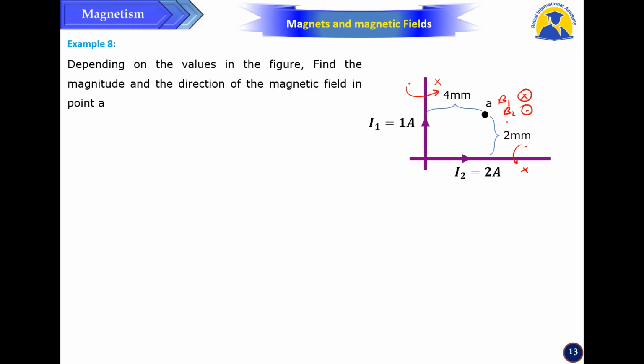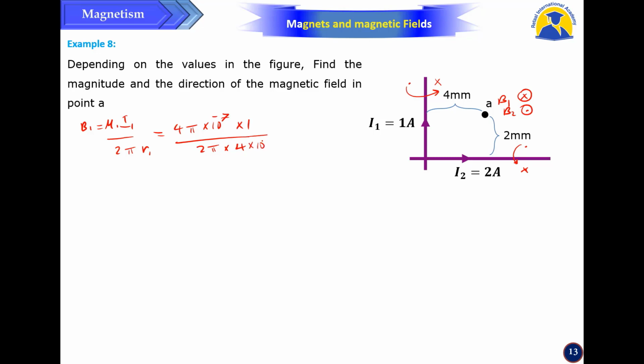So now we need to find B1 and B2. Then we need to subtract the highest value minus lowest value. Okay. B1 equal mu 0 I1 divided by 2 pi R1, which equal 4 pi multiplied by 10 power minus 7 multiplied by current number 1, which is 1, divided by 2 pi R1, which is 4 millimeter.